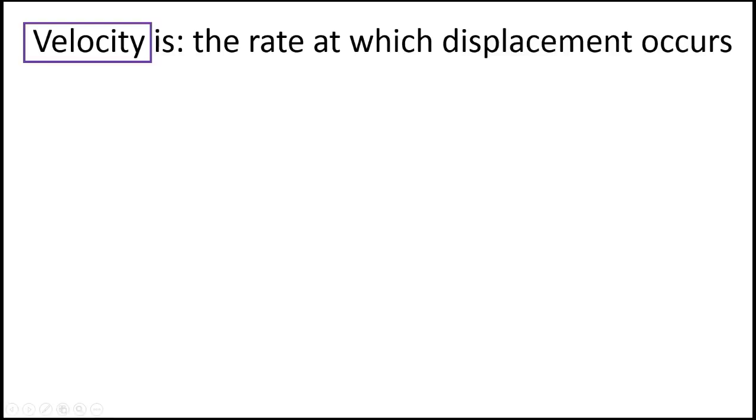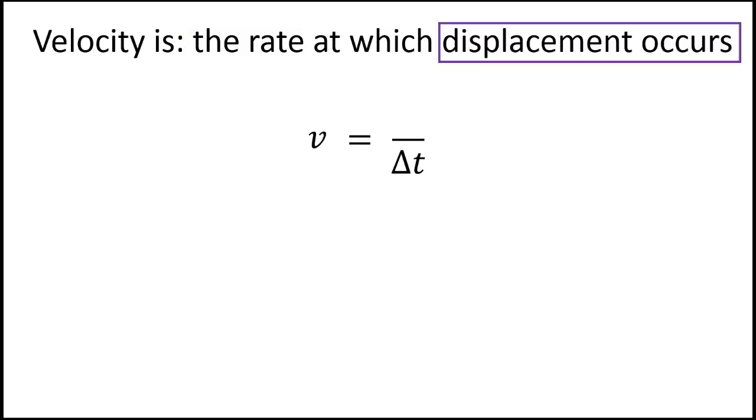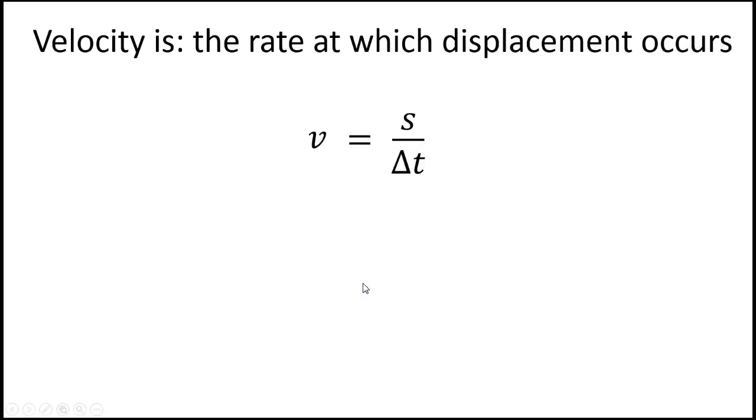Let's take a look. Velocity, that's v, equals the rate at which, that means divided by delta t, displacement occurs. And we use s in IB physics for displacement. So velocity is just how much displacement you undergo per second. That's what rates mean. This is the definition of velocity, so sometimes we'll add a third line right here to show it's the definition.